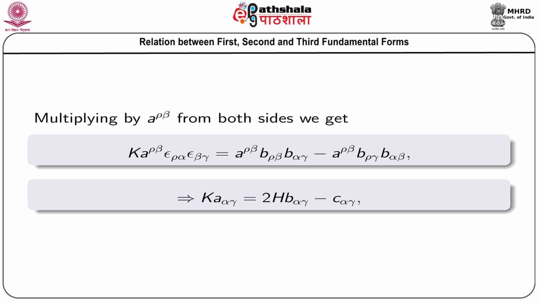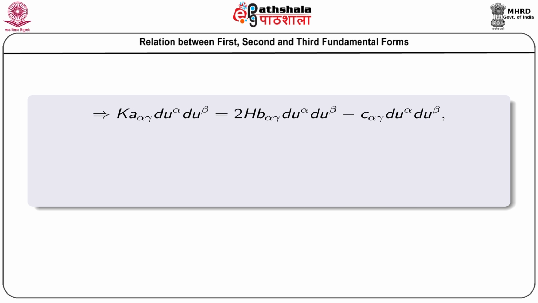equals, now on the right hand side, a rho beta b rho beta comes to 2H, because from the definition of mean curvature we know that the mean curvature H is equal to half a rho beta b rho beta. So, we are replacing a rho beta b rho beta by 2H, and then b alpha gamma minus, and that expression is equal to c alpha gamma. So, taking the product with du alpha du gamma, we get K a alpha gamma du alpha du gamma equals twice H b alpha gamma du alpha du gamma minus c alpha gamma du alpha du gamma.